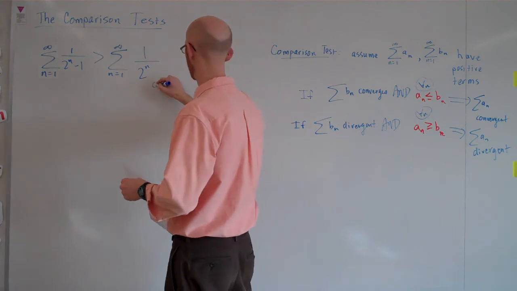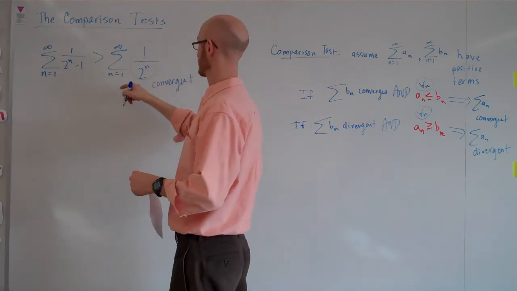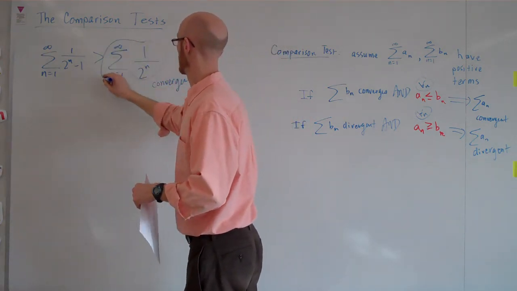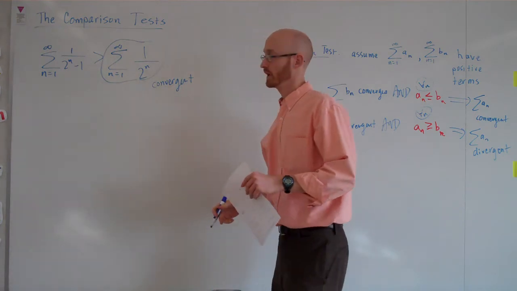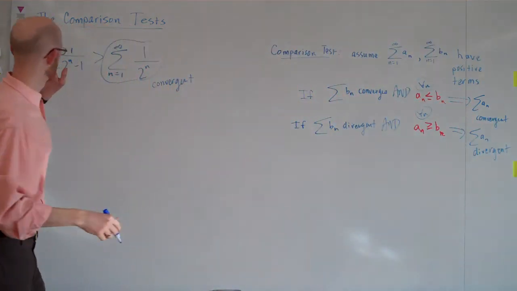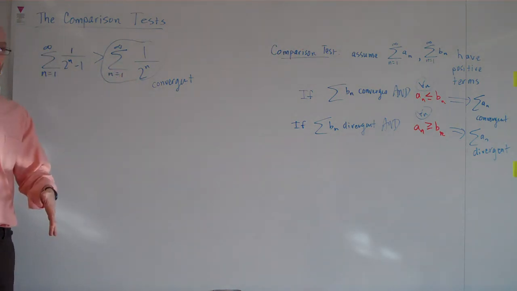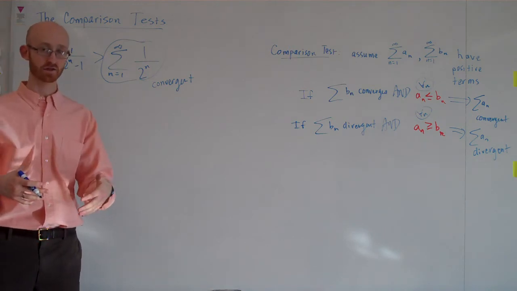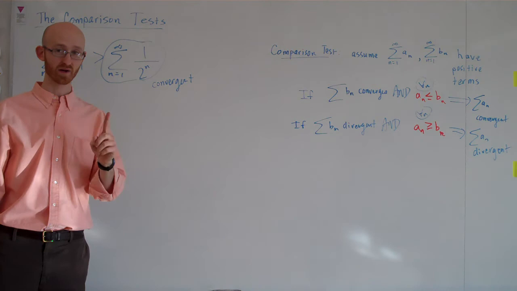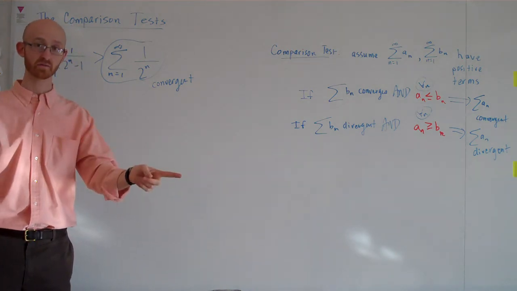But this is convergent. That's convergent, right? This series. I should circle the whole thing. That whole thing is convergent. And you're like, well, so what? Well, there's an issue. This is greater than something that converges. Naturally, anything that diverges must be greater than something that converges. But the problem is, some things that converge are also greater than other things that converge.